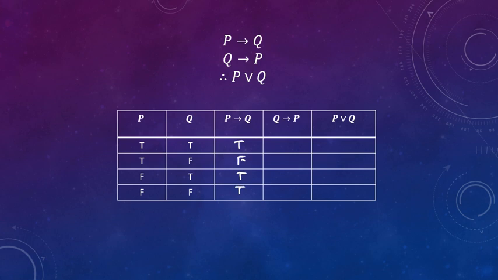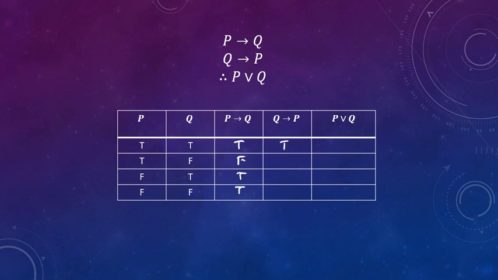And we'll also do the other conditional that we have. We'll take care of the other hypothesis here. We'll do Q implies P. Once again, just as a quick reminder, be sure to follow the proper order because the order does matter when you're talking about the conditional. We have a true implying a true.